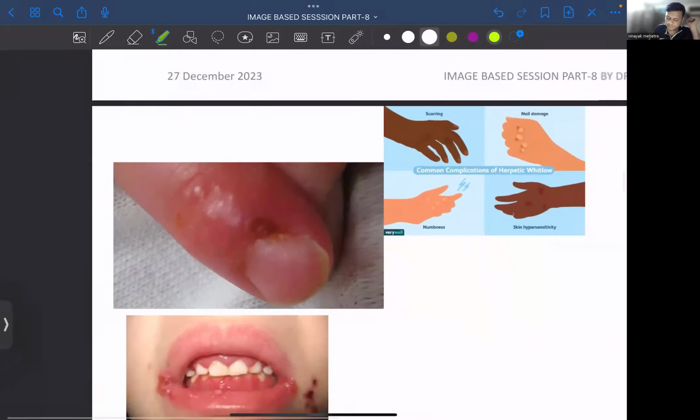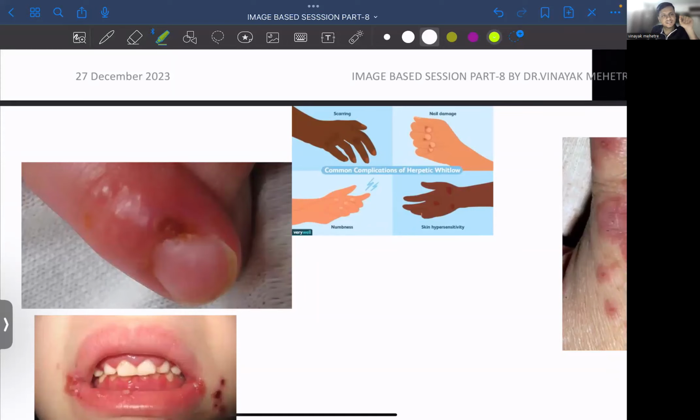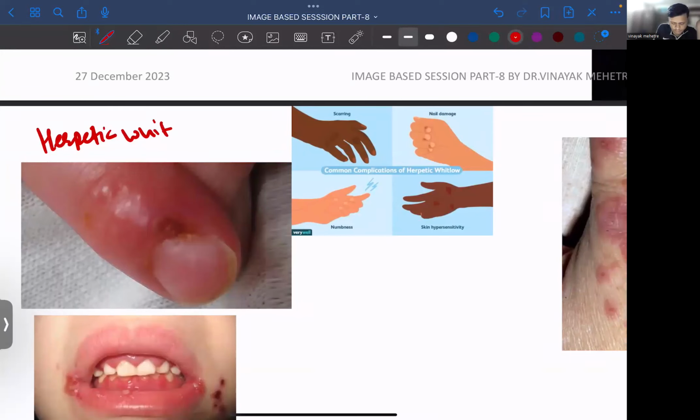Reason being, patient is having herpes, right? And dentist is putting fingers in the mouth of the patient. So this is called as herpetic whitlow. Micro again. Okay.